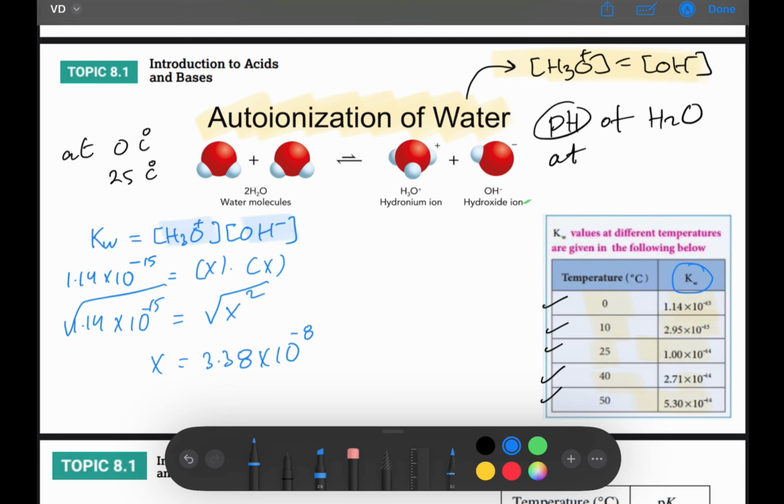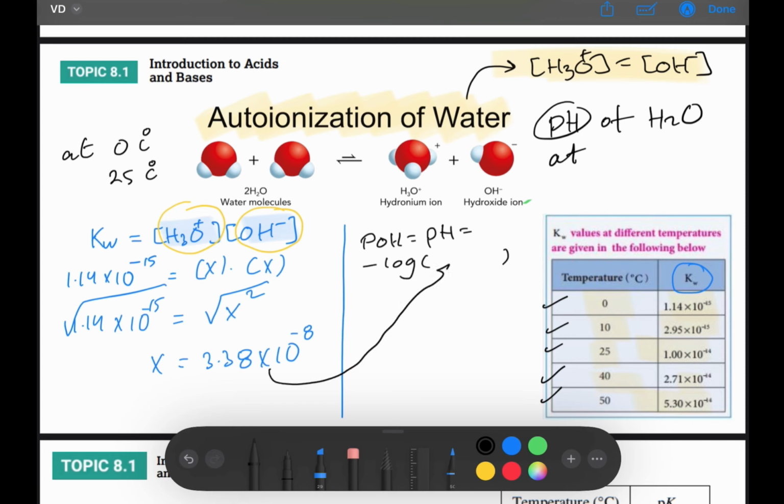Now, since the x value here represents the value of OH negative and also the H3O plus, I can say the pOH is the same as the pH, so I have to calculate it. It equals negative log. Substitute this number in here, so it's going to be 3.38 times 10 to the power negative 8, and the answer is equal to 7.47. So we just noticed that the pH of water at 0 degrees Celsius is equal to 7.47.